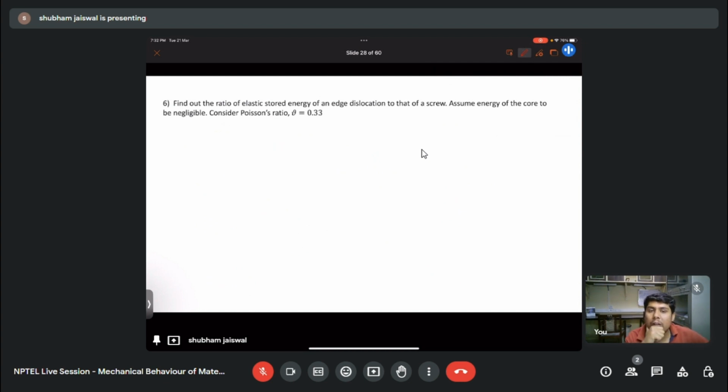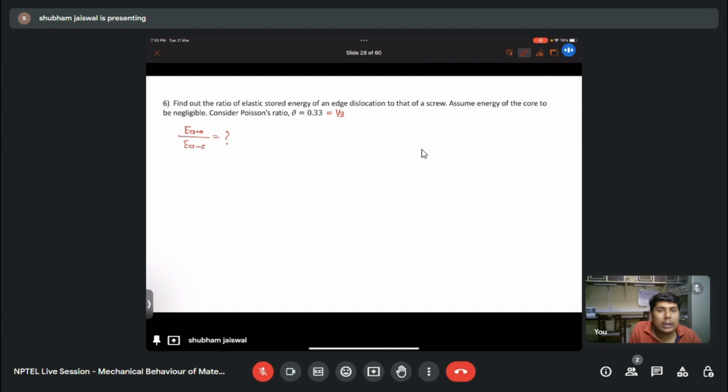Find out the ratio of elastic stored energy of an edge dislocation to that of a screw. Assume energy of the core to be negligible. Consider Poisson's ratio nu equal to 0.33, or let's say 1 by 3. Now they are asking us to find out the ratio of elastic stored energy of edge dislocation to that of the screw.